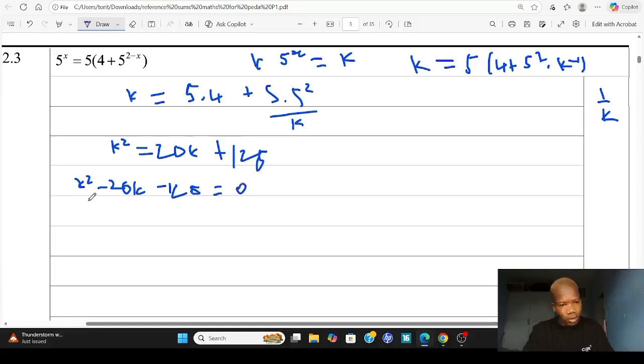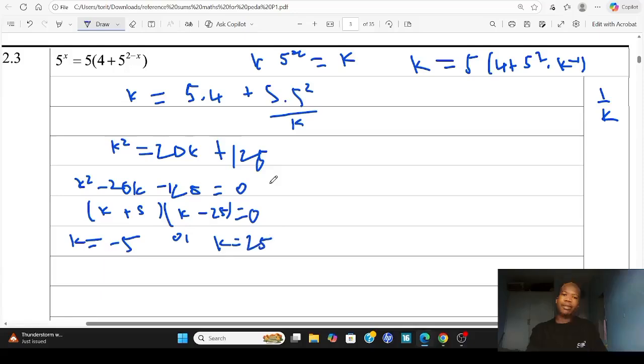So we factorize the entire thing now. So it's k plus 5, k minus 25, right, is equal to 0, right? So we have k is equal to minus 5 or k is equal to 25.